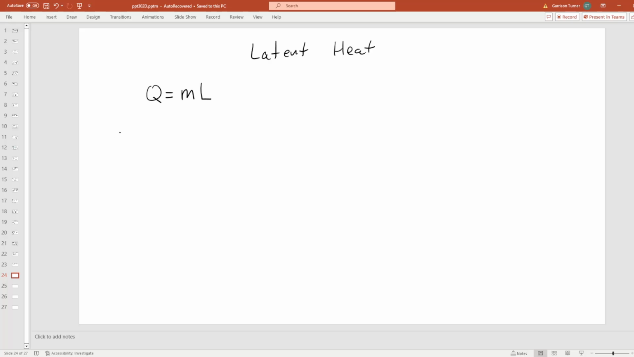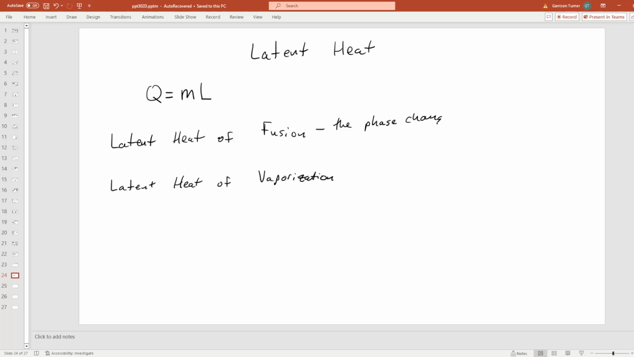So we have what we call the latent heat of fusion and the latent heat of vaporization. Your latent heat of fusion is the phase change from solid to liquid, and the latent heat of vaporization is the phase change from liquid to gas.